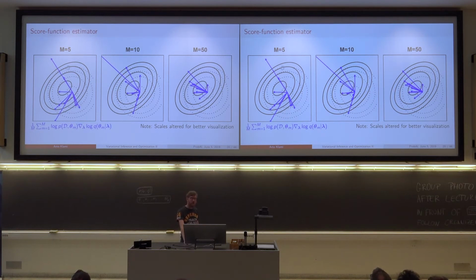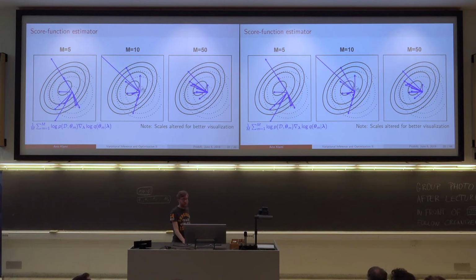And the variance is huge. So m equals 5 is definitely not enough, even for this very simplified case. It's a two-dimensional posterior, it's a two-parameter approximation, both are normal distributions. That's pretty much the simplest thing you could ever imagine.